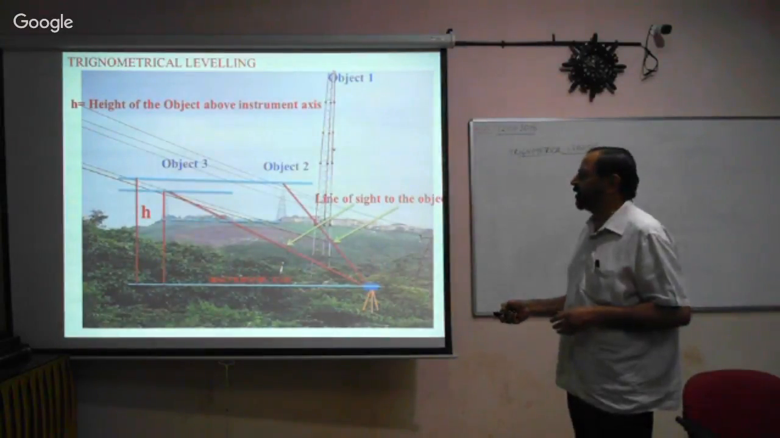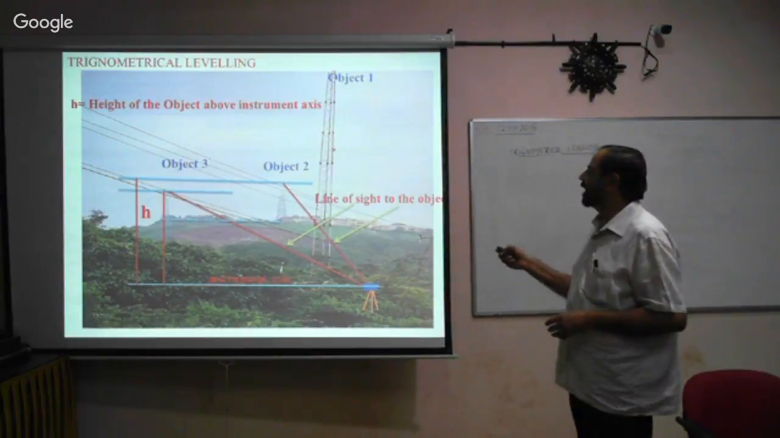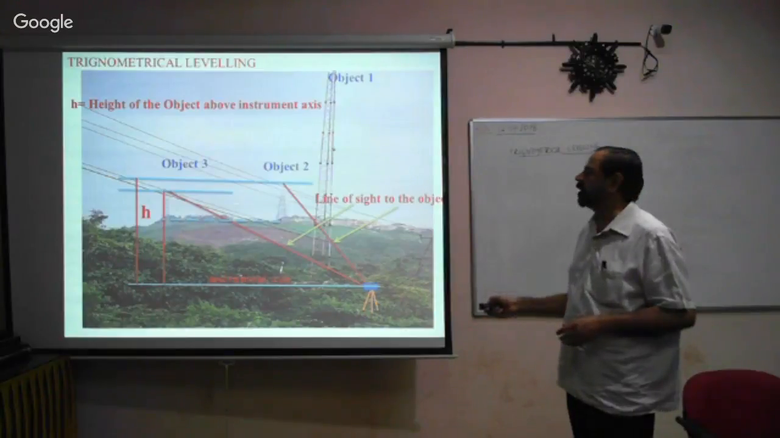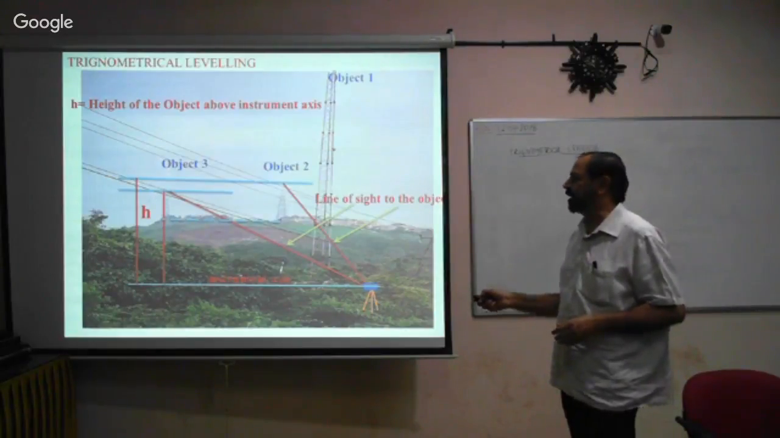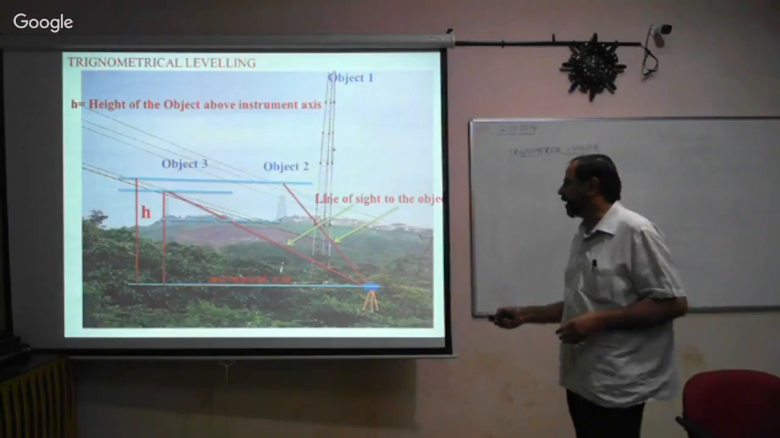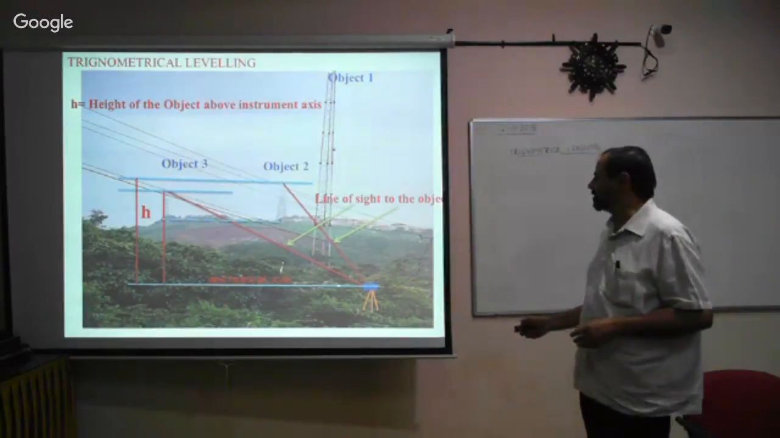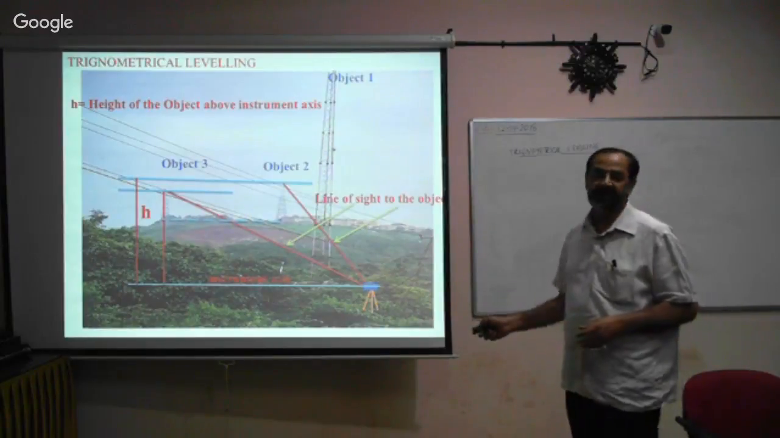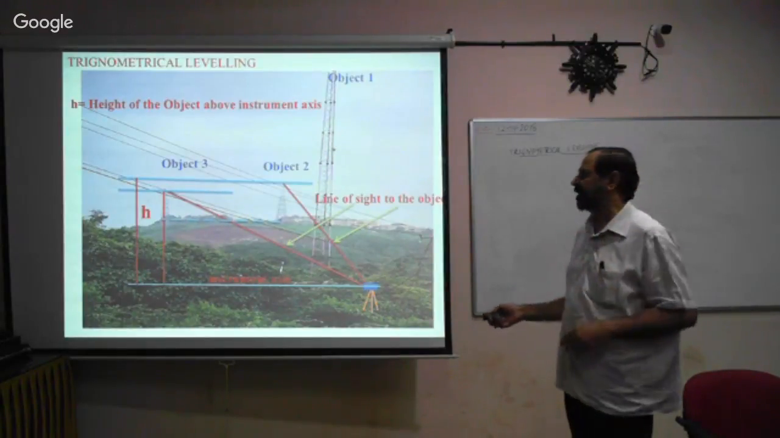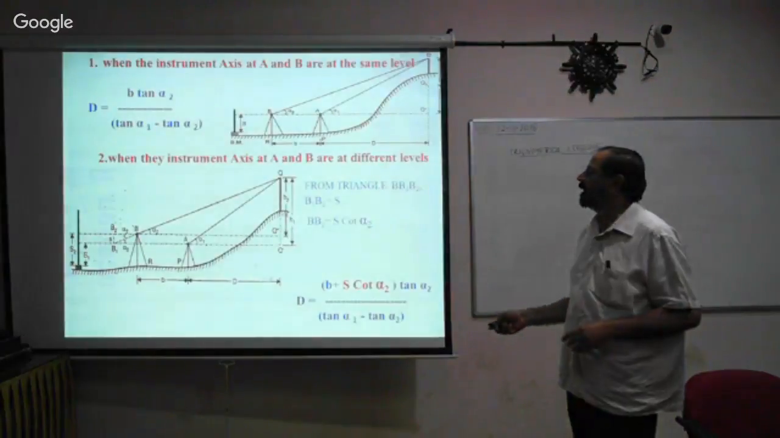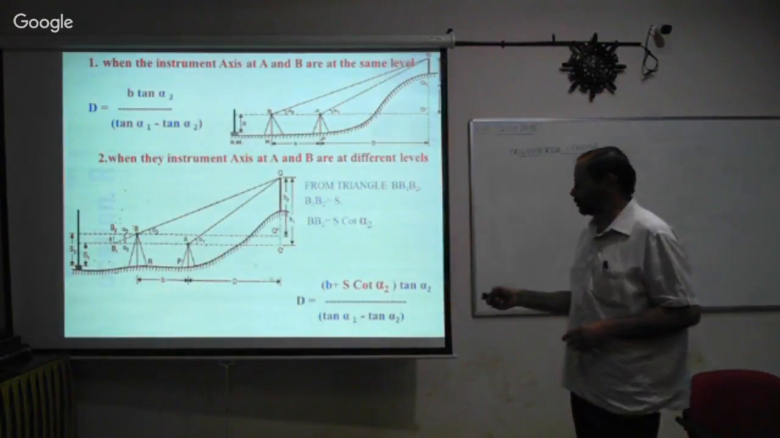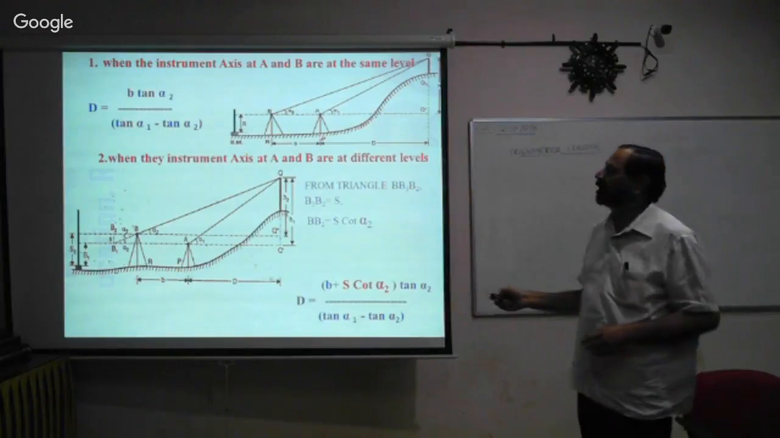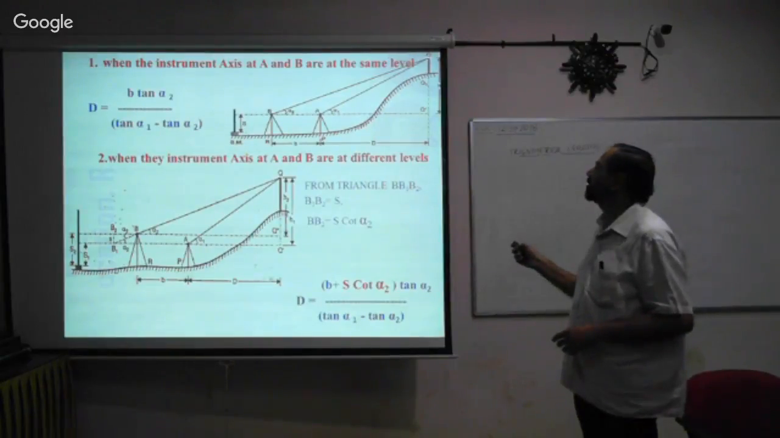In trigonometry, we have discussed how to find the elevation of object 1, object 2, and object 3. Here the base can be accessed from the instrument station, whereas the base of these two objects cannot be accessed. Therefore, we have discussed these methods that we have followed in finding the elevation of the object.